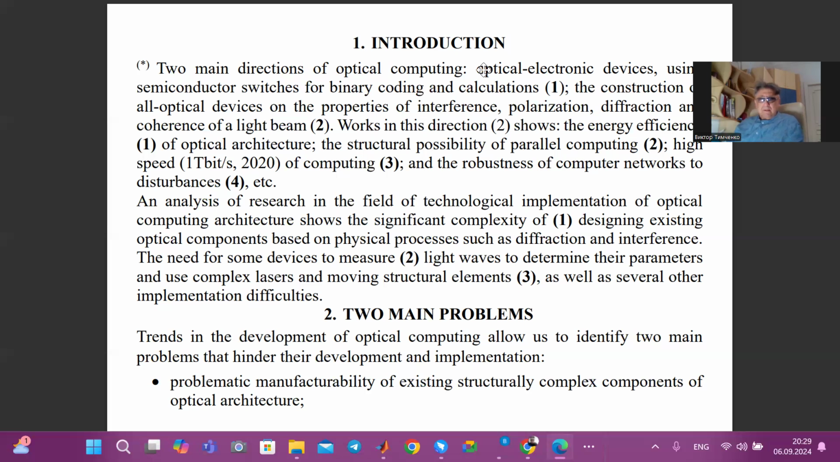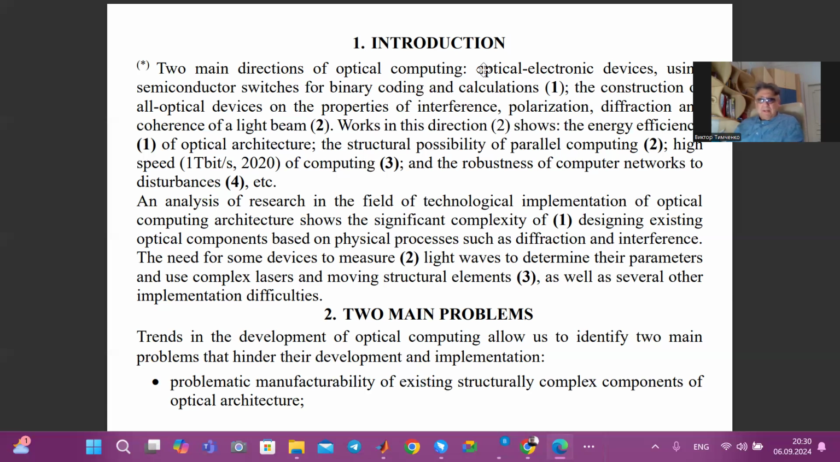An analysis of research in the field of technological implementation of optical computing architecture shows significant complexity in designing existing optical components based on physical processes such as diffraction and interference, the need for some devices to measure light waves to determine their parameters, and the use of complex lasers as moving structural elements, as well as several other implementation difficulties.